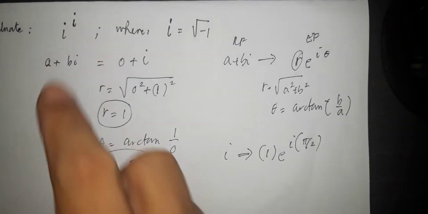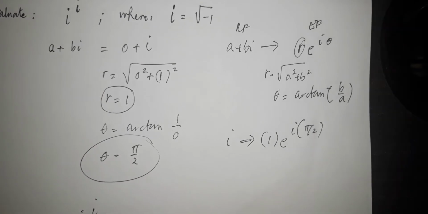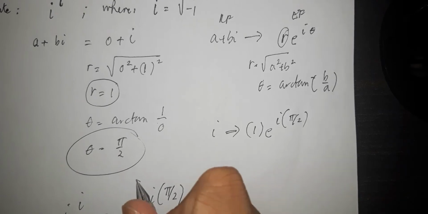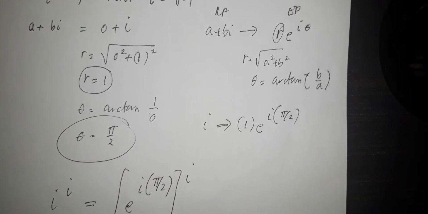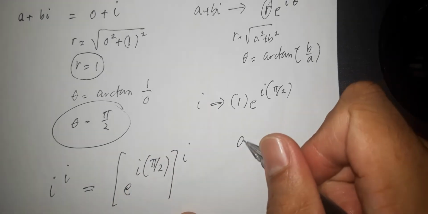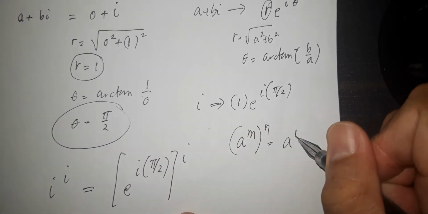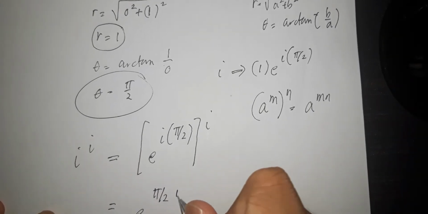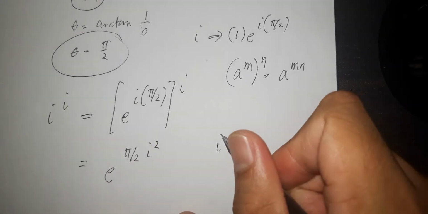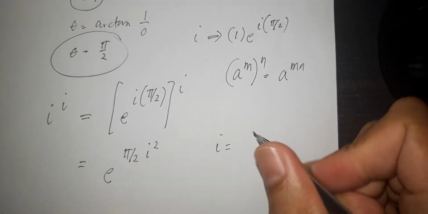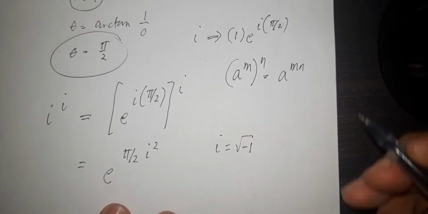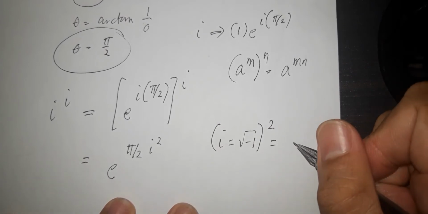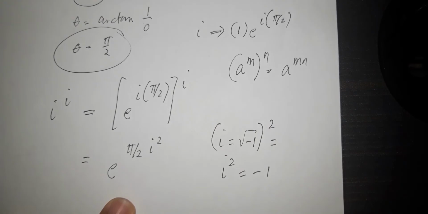So this i raised to i is equal now to, since i is e raised to i pi over 2, raised to an i. So remember, when a power is raised to a power, so using a raised to m raised to n, you are multiplying exponents. Then that gives you e raised to pi over 2 i squared. Since i is equal to square root of negative 1, if I'm going to raise this both to the second power, this gives you i squared is equal to negative 1.